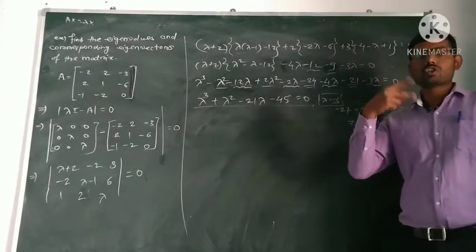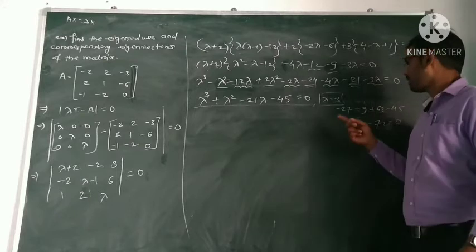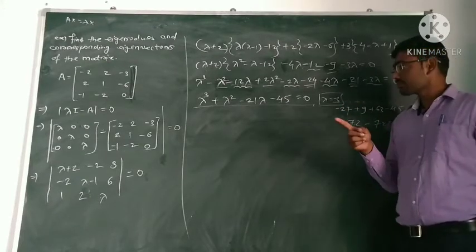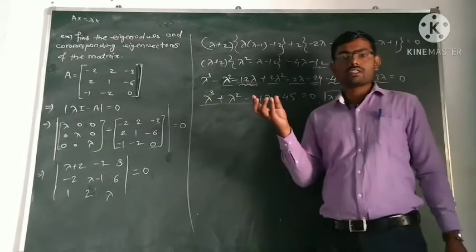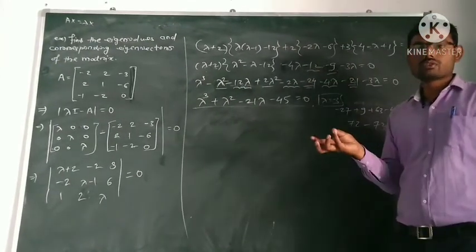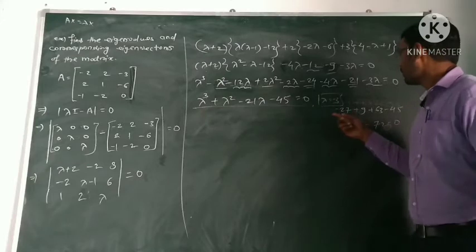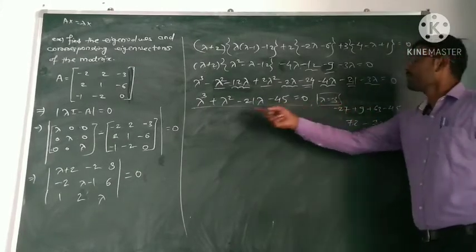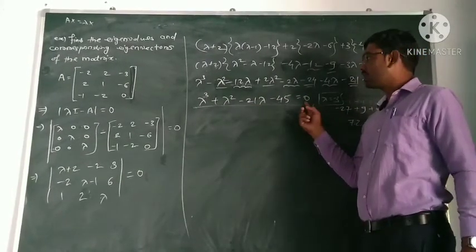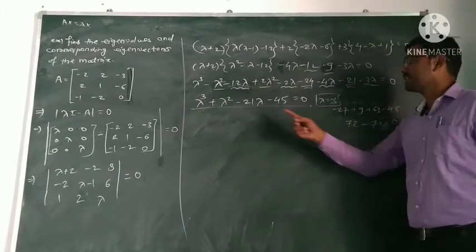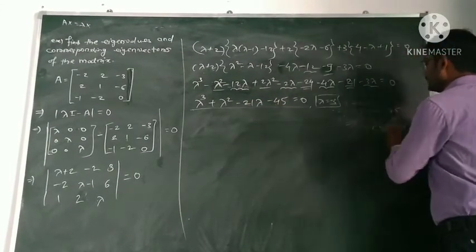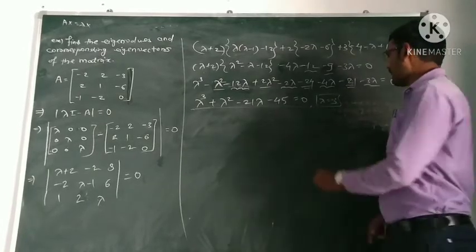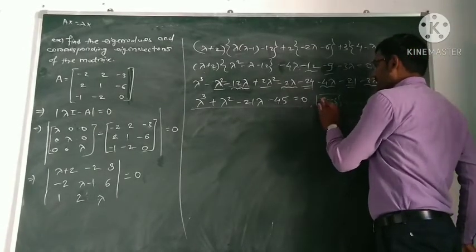Now we will find the other two roots by synthetic division. Okay, you got the idea how we find the first root? We have already put lambda is equal to plus minus 1, plus minus 2, plus minus 3. When we put lambda is equal to minus 3, the answer is 0. This implies lambda is equal to minus 3 is one root of this equation. So we will find other roots by using synthetic division.